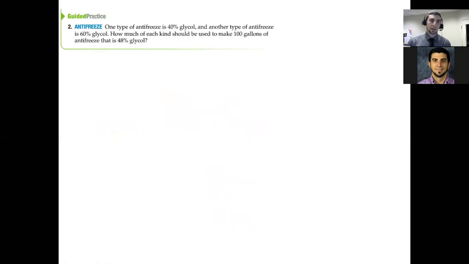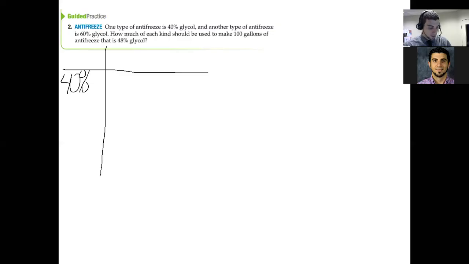All right, we're back. So one type of antifreeze is 30% glycol. Another type is 60% glycol. How much of each kind should be used to make 100 gallons of antifreeze that is 48% glycol? Okay, so again, we have 3 things that we're talking about. We have the 40% glycol, we have the 60% glycol, and we have the 48% glycol.